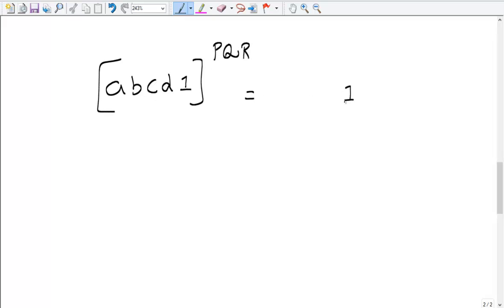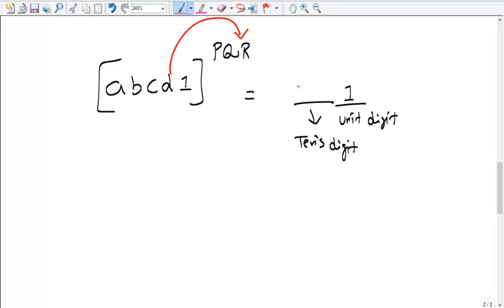If I have to give you in a simple format, this is how it happens. If you have a number, let's say ABCD ending with 1, and it is raised to PQR, the unit digit is obviously 1. Now the important one is the tens digit, that is the multiplication of c into r. Here c is the tens digit of the base and r is the unit digit of the power. It's a very simple one.